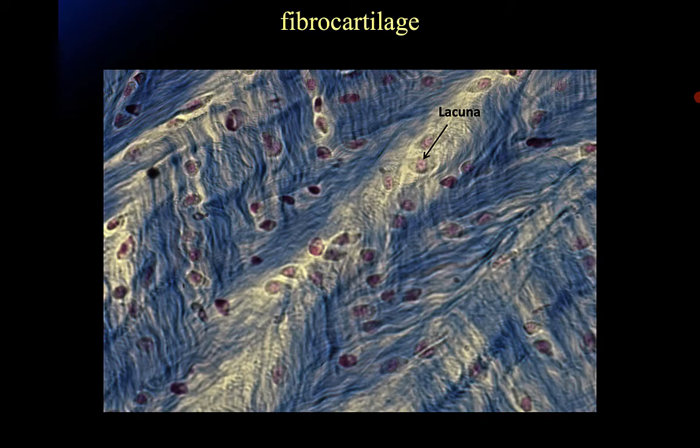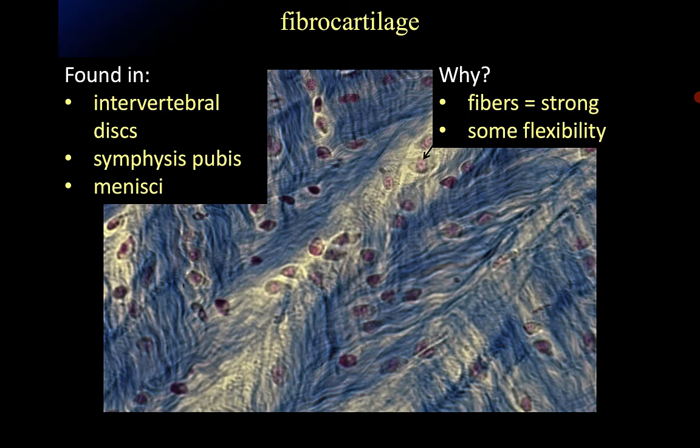Now, it's a little bit harder to see these lacunae in fibrocartilage, but what you can see are the fibers. So fibrocartilage is kind of like hyaline cartilage, but with bigger, thicker collagen fibers in it, which are going to make this stronger and more resistant to shear forces and tearing. So this is our kind of really tough cartilage. And we can see some chondrocytes within the matrix there. Since the fibers make this extra strong and somewhat flexible, this is found in two places.